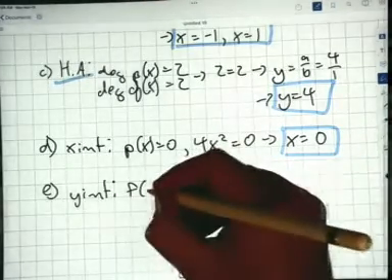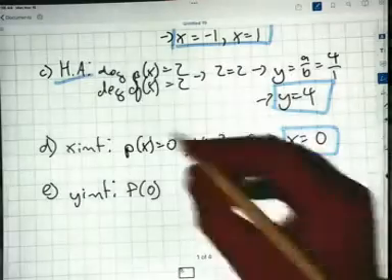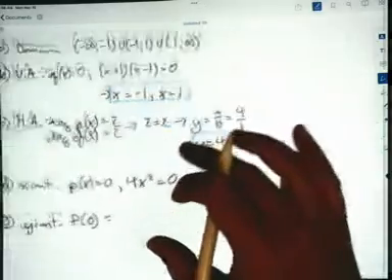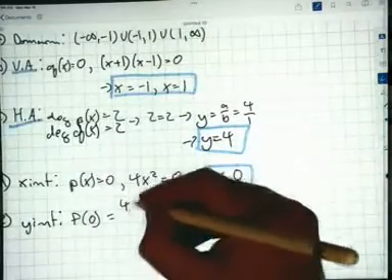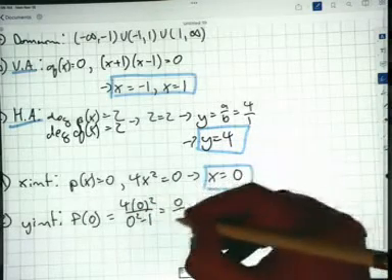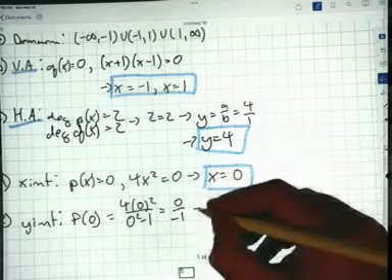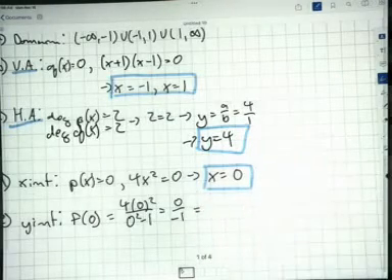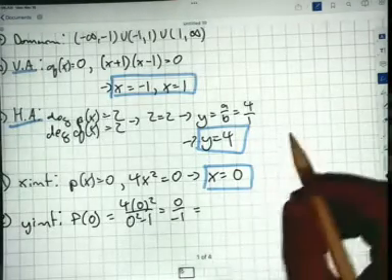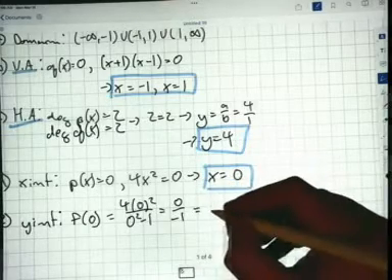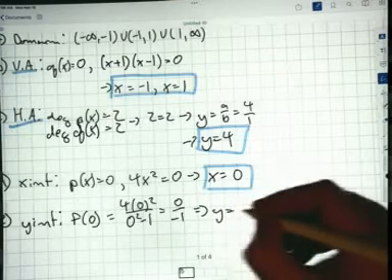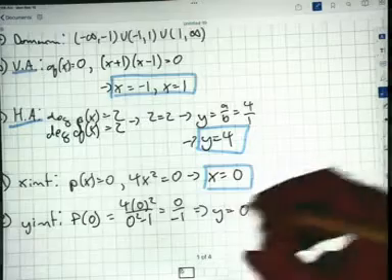But just for the purposes of noting how you do this, you evaluate the function at 0. So that gives you 4 times 0 squared over 0 squared minus 1. Well, that's going to give you 0 up top, negative 1 down below. So that does mean that y is equal to 0. There is our y-intercept.